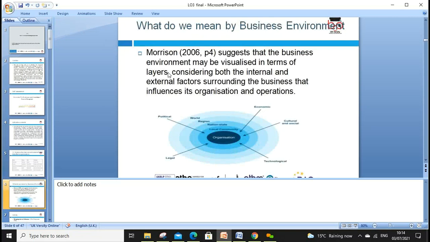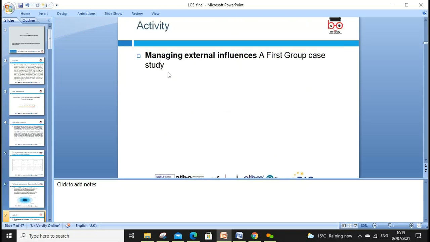So I included some slides here, which suggest the business environment may be visualized in terms of layers, considering both internal and external factors surrounding the business that can influence it, which we just discussed, or the regional and other.